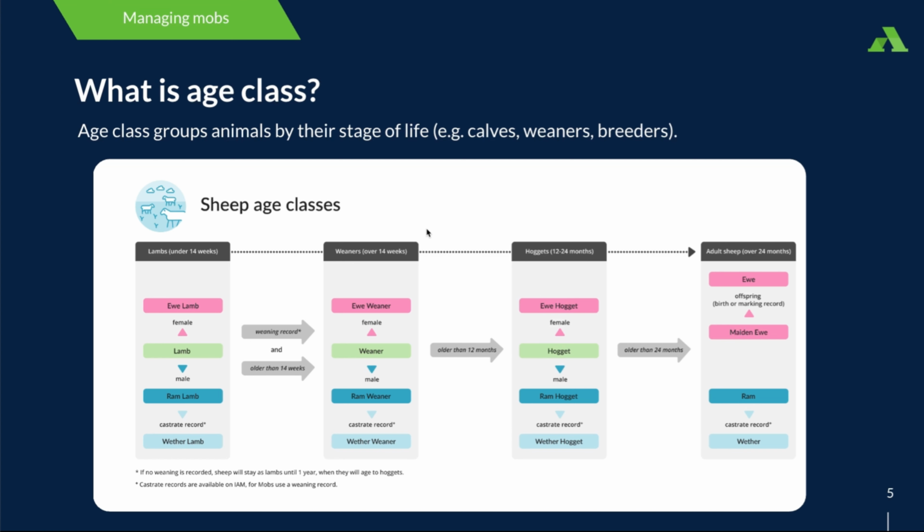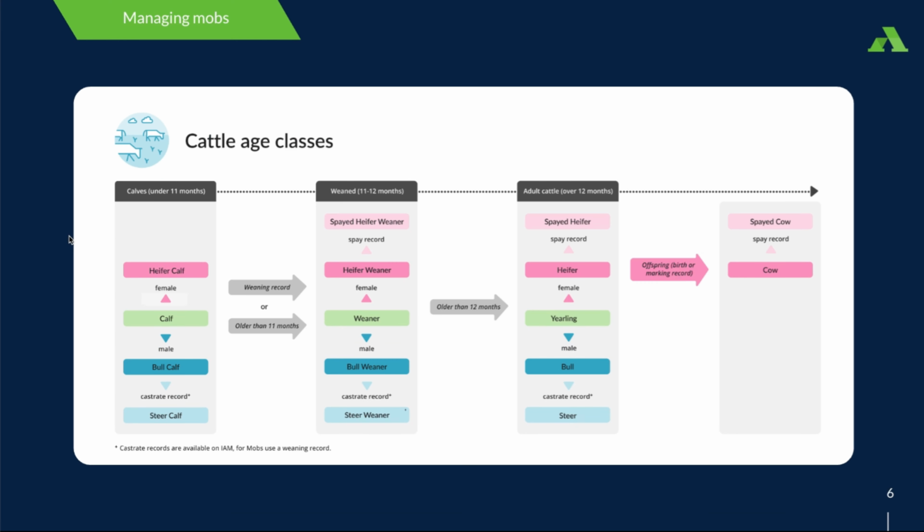So what is age class? Age class groups animals by their stage of life, for example, calves, weaners, or breeders. As you can see in the image below, these are our sheep age classes, and it shows you how they move between the different age classes throughout their life cycle. And these are the cattle age classes and how they move through their life cycle. Feel free to pause if you want to take a deeper look, but we also will have the Help Centre article linked in the description below if you want to check out these images.